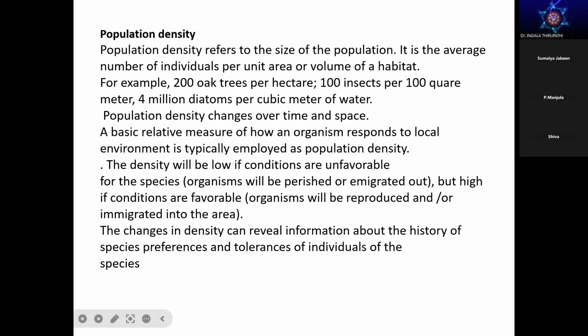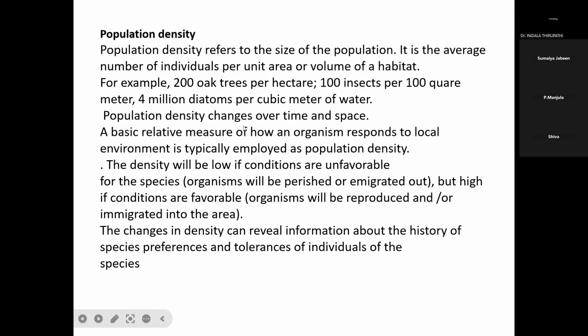Population density also refers to the size of the population, and it is the average number of individuals per unit area or volume of the habitat taken into consideration. For example, 200 oak trees present in one hectare of area, or 100 insects present in 100 square meters. Like that, we can calculate the density.